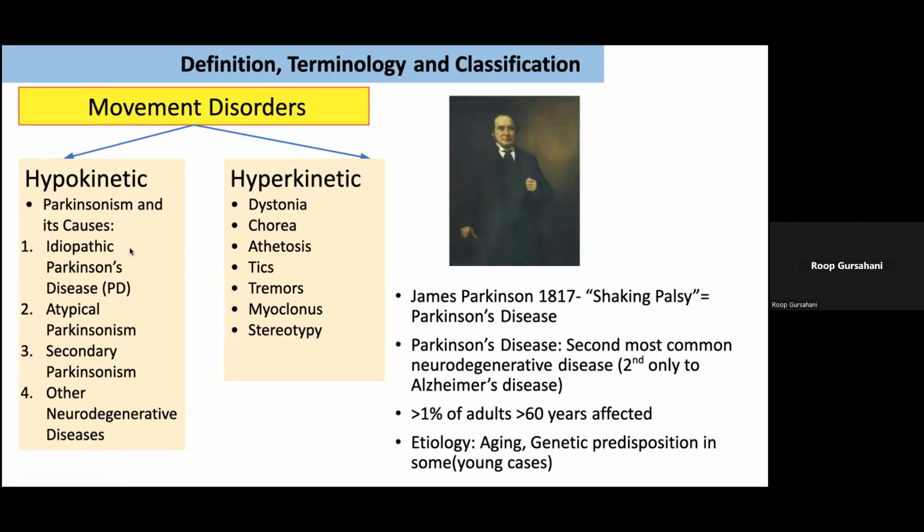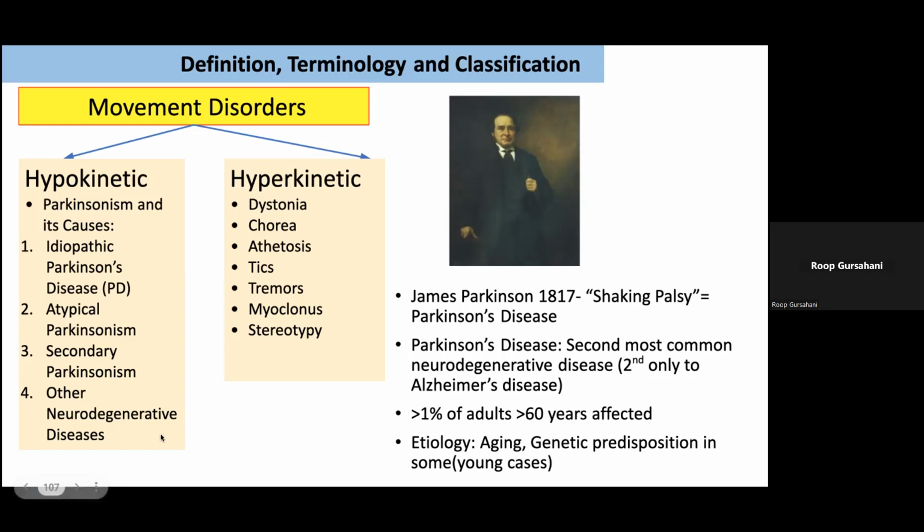The first and probably the biggest is idiopathic Parkinson's disease. And then you have something called atypical Parkinson's, which we'll not get into. Secondary Parkinson's is when it is due to strokes and so on. And other neurodegenerative illnesses may have Parkinsonian features as a component. Parkinson's disease is actually the second most common neurodegenerative disease, next only to Alzheimer's, and more than 1% of adults over the age of 60 years are affected.